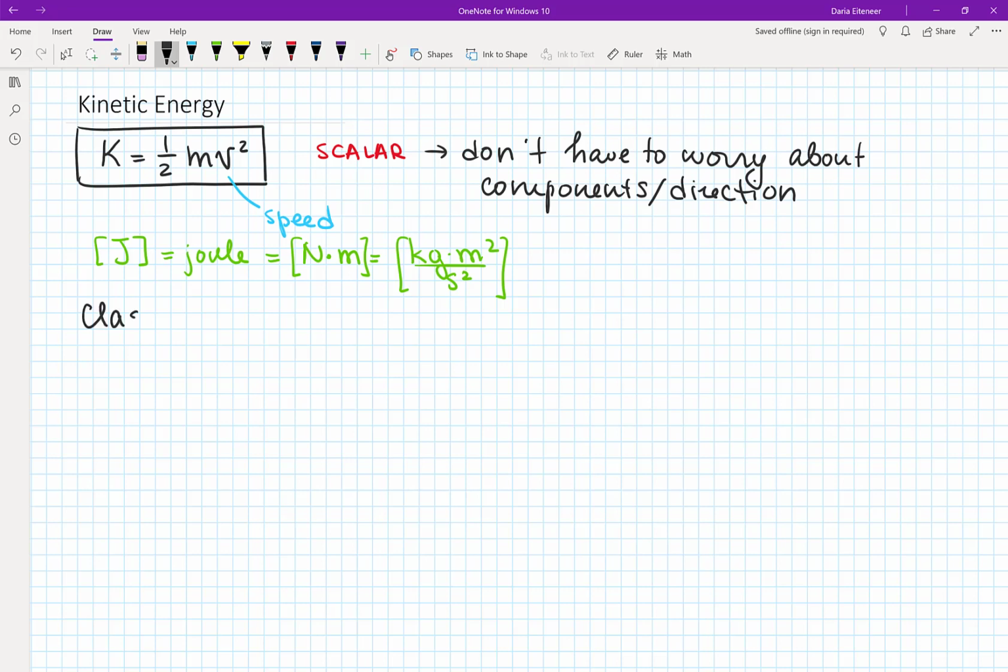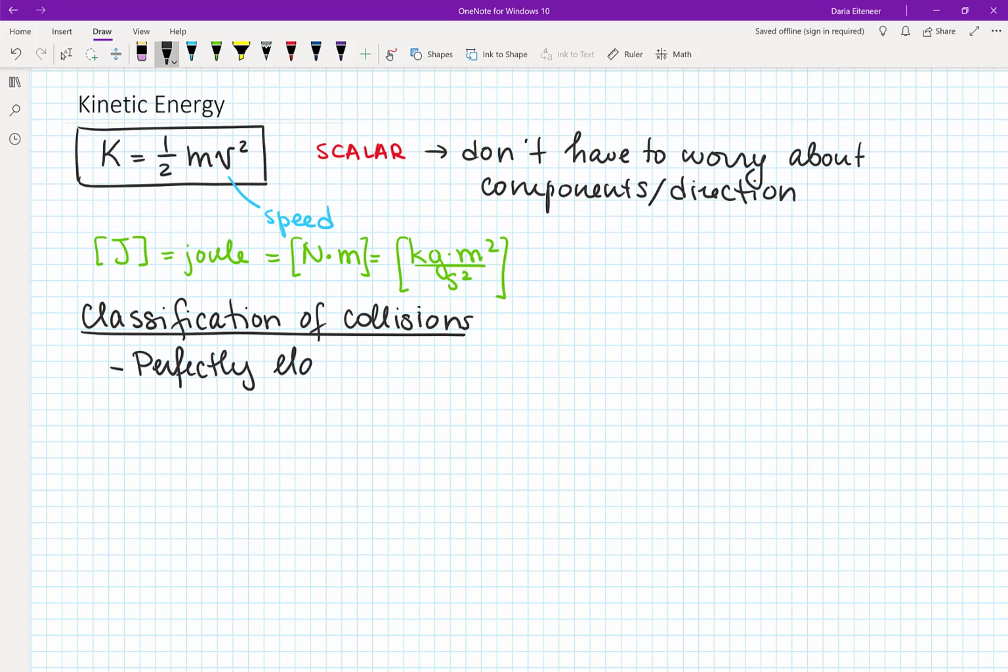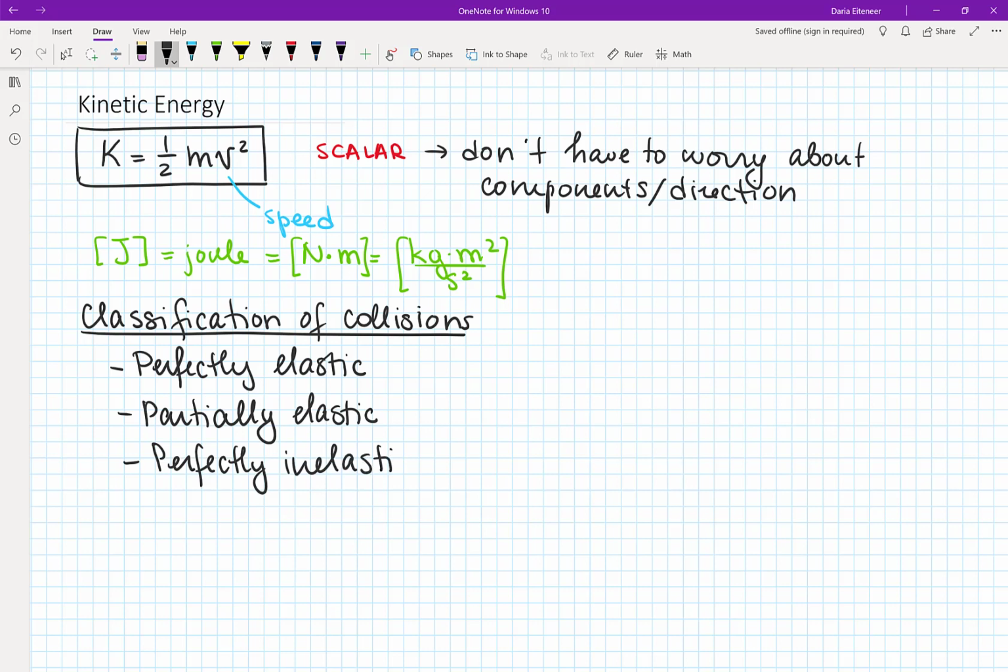Well, if you remember, we talked about classification of collisions, and we stated that there were 3 different kinds. So there was a perfectly elastic collision, partially elastic, or we can also call that partially inelastic, and then perfectly inelastic. And so we were talking about how for all 3 of these collisions, we would have conservation of momentum, right? So P total is conserved, okay? We also talked about how for these top 2 collisions, we have no coupling. And for the perfectly inelastic collision, we would have coupling.